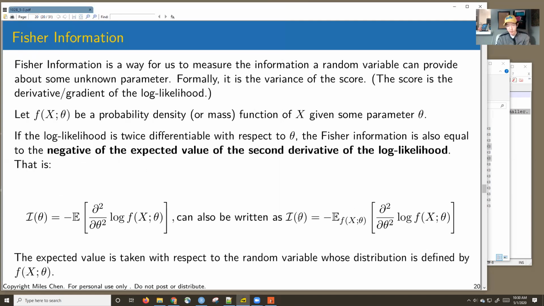So anyway, the Fisher information is the negative of the expected value of the second derivative, taken with respect to the random variable itself, okay. And that's going to be important because when we look at linear regression, it can get a little bit confusing as to what value is our random variable.